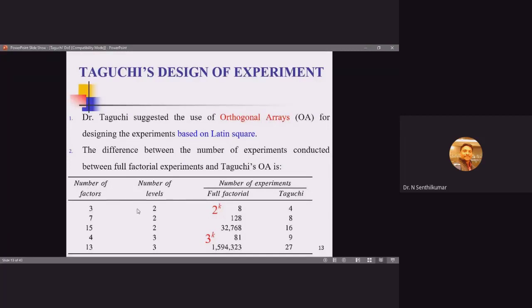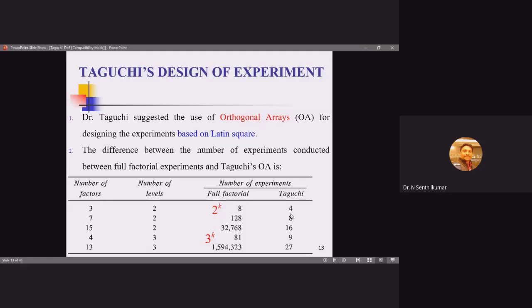So 2 power 3, 2 into 2 into 2, is 8 runs. But in this same Taguchi it is 4. For 7 factors, 2 power 7 is 128. Now you can see in Taguchi's design it is only 8 experimental runs. So 120 experiments have been reduced. So you can get a feeling now how this is drastically possible. That is the use of this Latin square. That's why it is cost effective. At the same time, the results that the full factorial is going to provide, the same sort of results Taguchi will also provide.